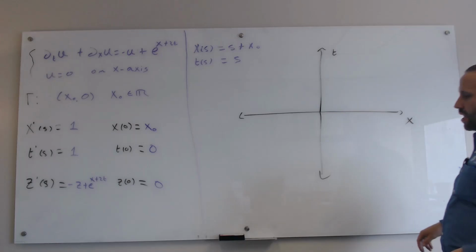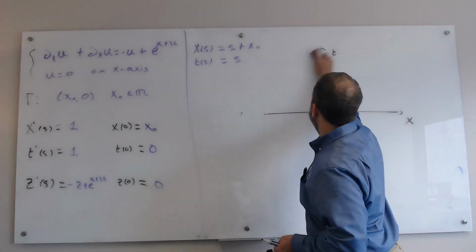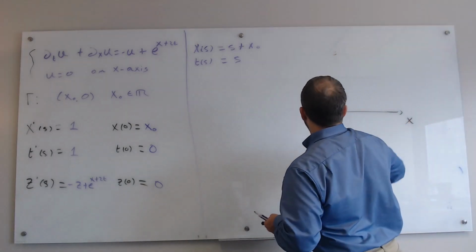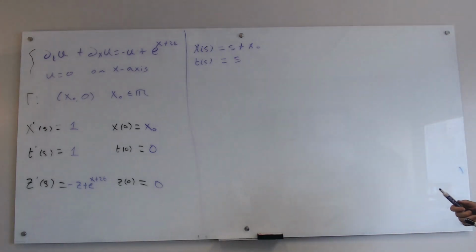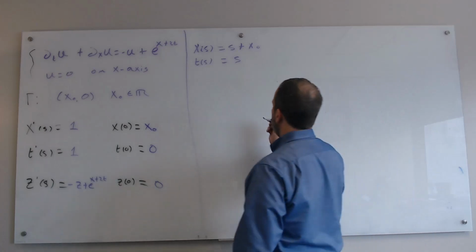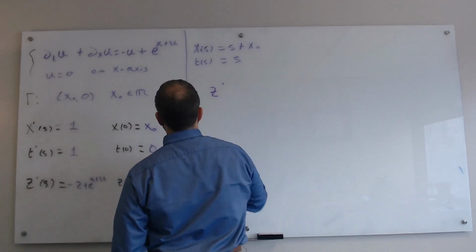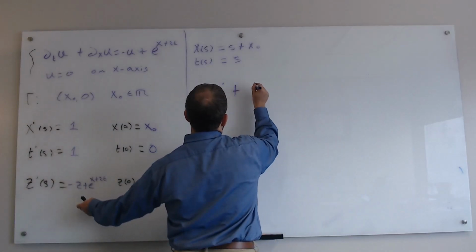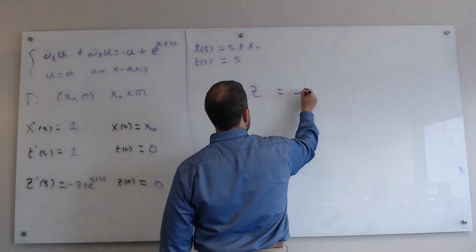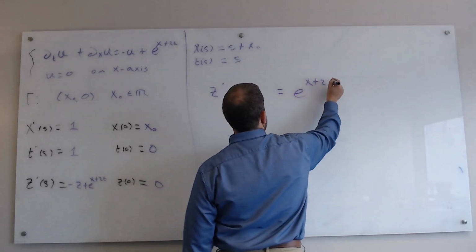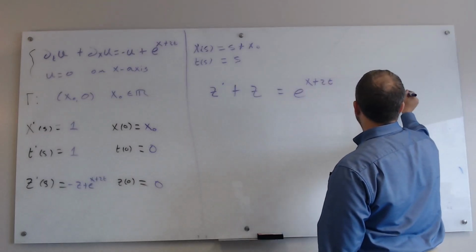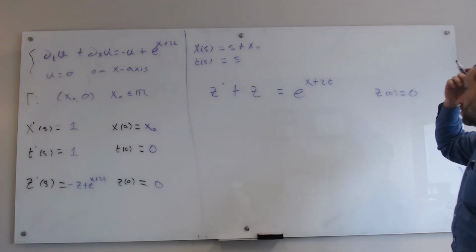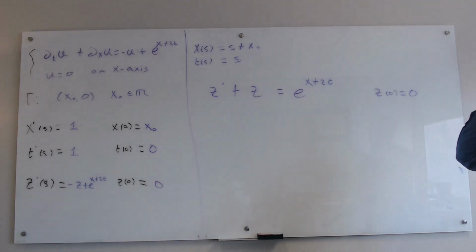I shouldn't have drawn this yet, actually, because solving the z differential equation is a little bit longer than it has been before. But we have z prime. I'm going to write it as z prime plus z equals e to the x plus 2t, and we know z of 0 is equal to 0.